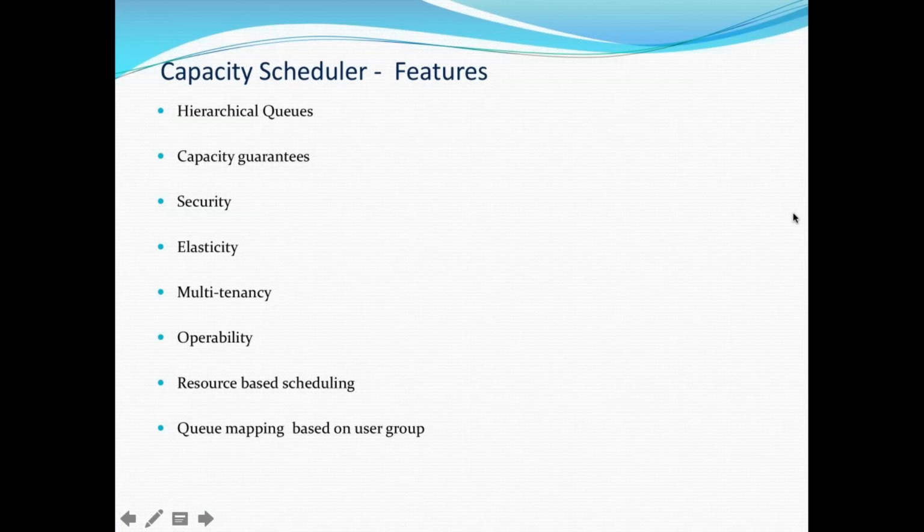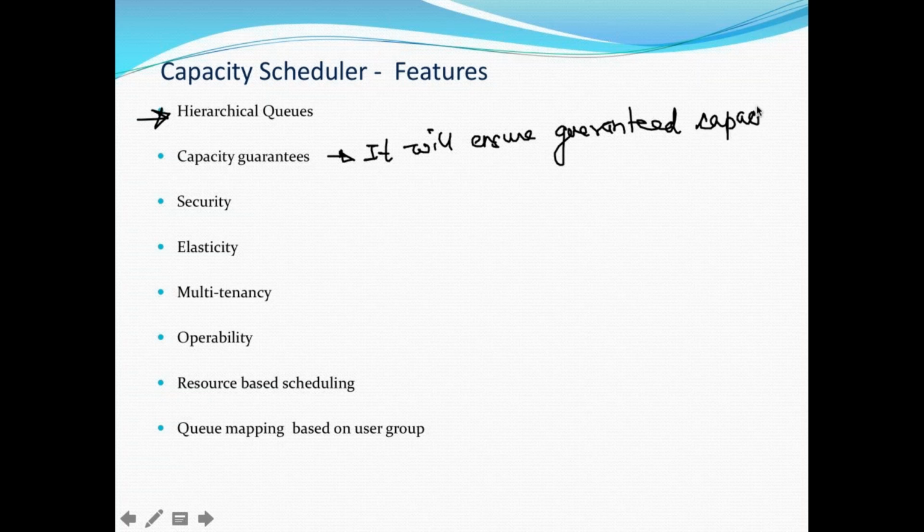So capacity scheduler provides hierarchical queues, the one I have just explained. It will ensure guaranteed capacity for each of the tenants. So capacity is guaranteed for each of the tenants' resources.